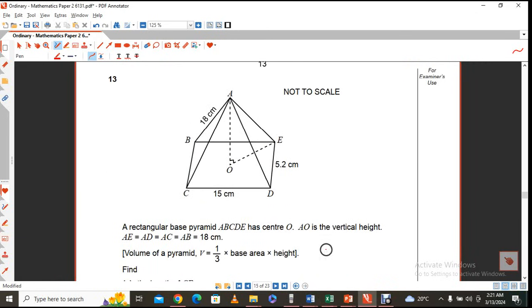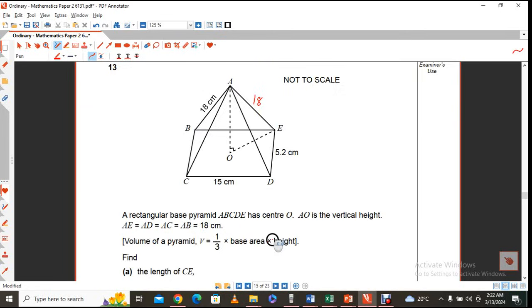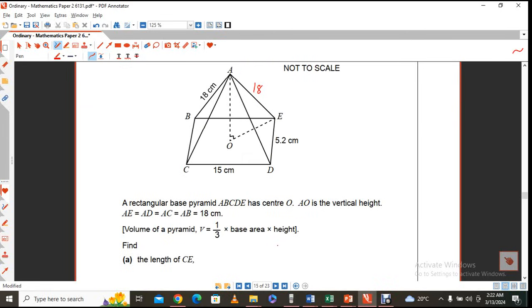So we have got here a rectangular base pyramid, and we know that AE is 18 centimeters as the information is given to you. And they give us the formula to calculate the volume of a pyramid. But then they want us to find the length of CE. The length of CE is this particular length over there, and that is 90 degrees over there.